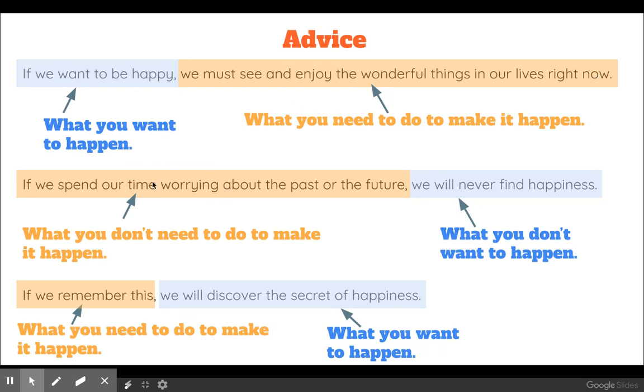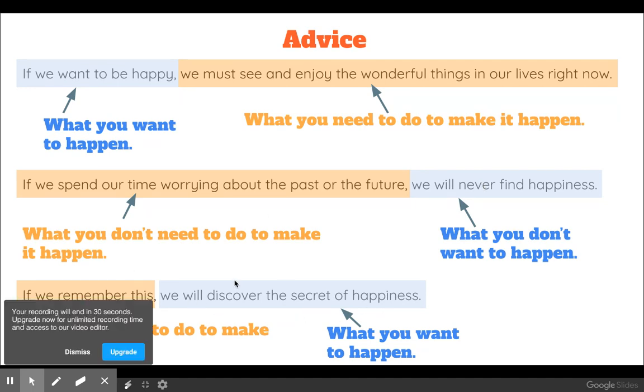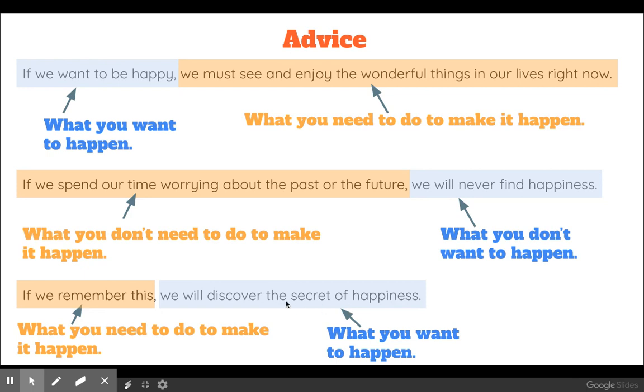You can also put the advice in the if clause. If we spend our time worrying about the future, the past or future, we will never find happiness. This is what I don't want to happen. So we can also use the if clause to talk about things we don't want to happen, what you don't want to do. So we don't want to spend our time worrying because we will never find happiness. And then again here, what I want to happen, I want to discover the secret of happiness, so I need to remember this. And that was all the things he talked about.